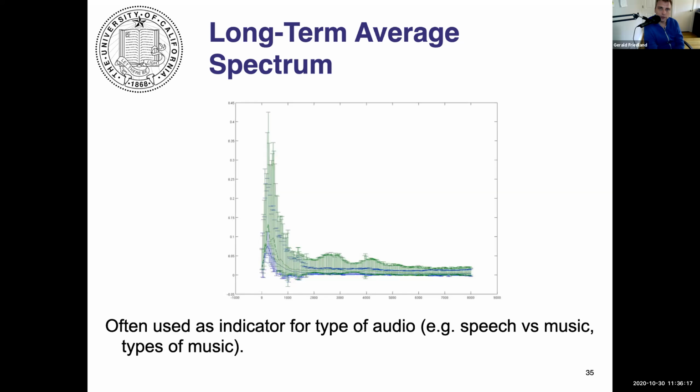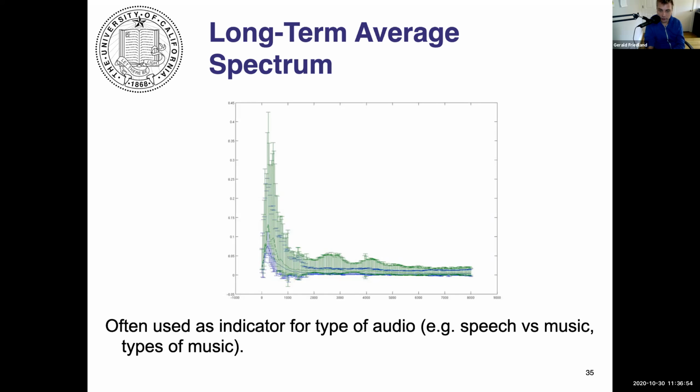And then we have LTAS, the long-term average spectrum, which is often used as an indicator for type of audio. For example, speech versus music versus types of music. That is a very interesting one too, because really all it does is, instead of using an FFT on like a 10 millisecond or 100 millisecond window, you will use an FFT, let's say, on the entire file, or maybe 10 seconds or something. It's called long-term average spectrum, and as you do so, you'll obviously get the average spectrum out.